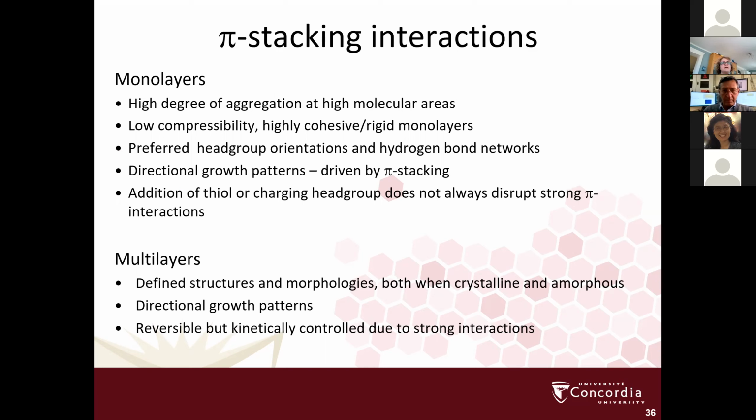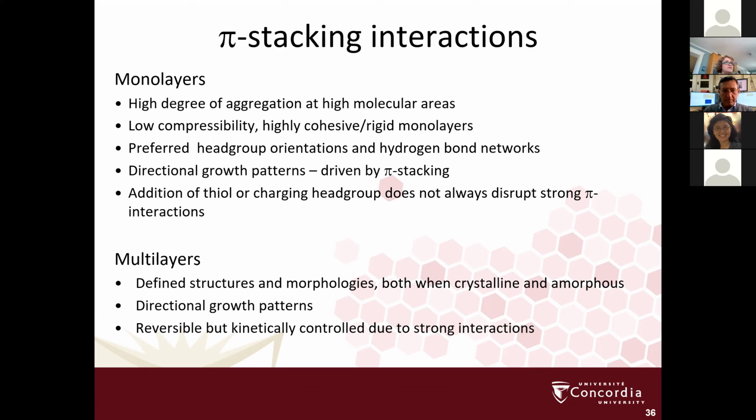They seem to have preferred head group orientations and directional growth patterns, which we believe from our computational studies are driven by pi stacking. I think it's quite interesting that the addition of the omega-thiol and/or partially charging the head group is not enough to disrupt those strong pi interactions. I fully expected the omega-thiol to break that up, to be able to disrupt that and force those chains further apart, but it didn't happen.